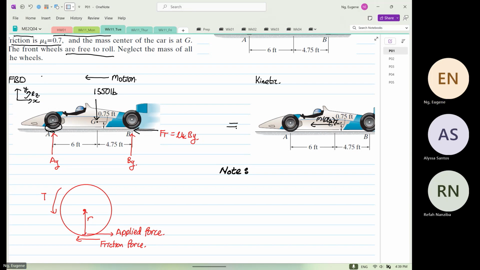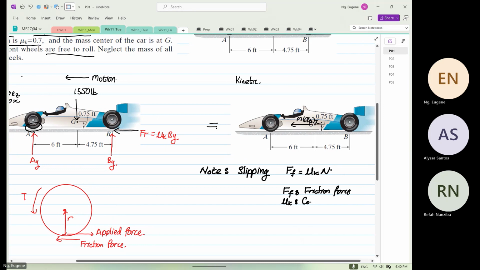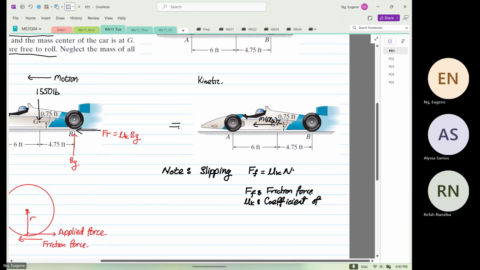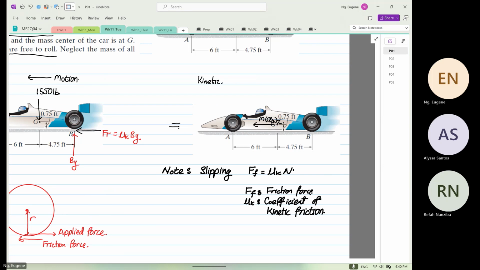Note, when slipping is allowed, we can use that the friction force is equal to mu K multiplied by N, where FF is known as our friction force, mu K is our coefficient of kinetic friction, and the last one over here, N, is our normal force.